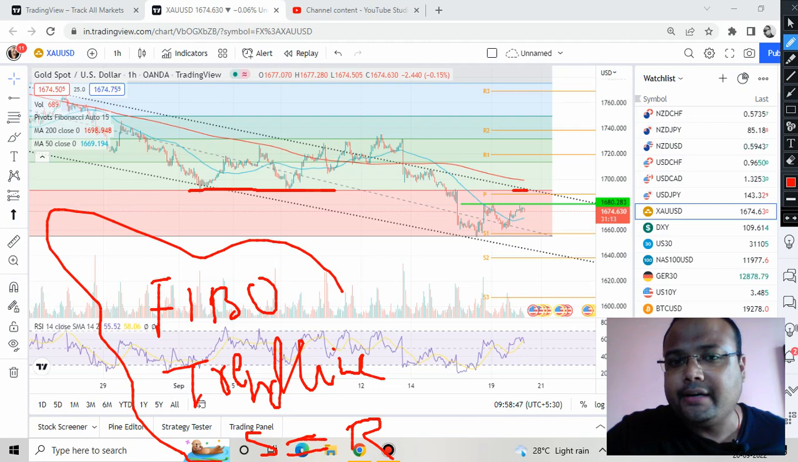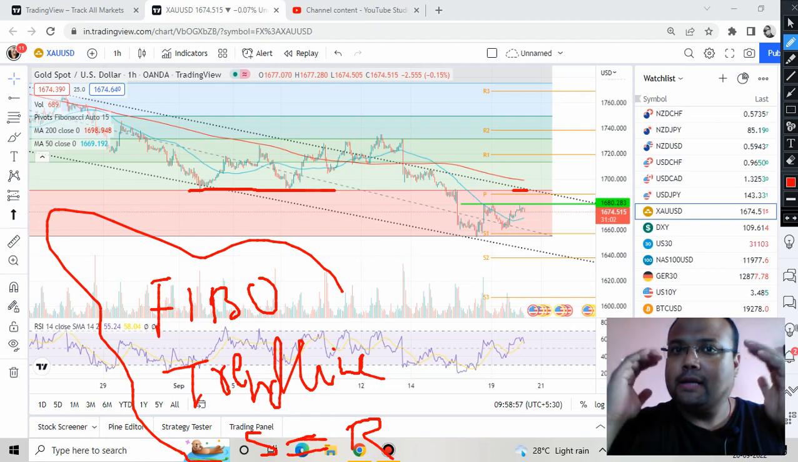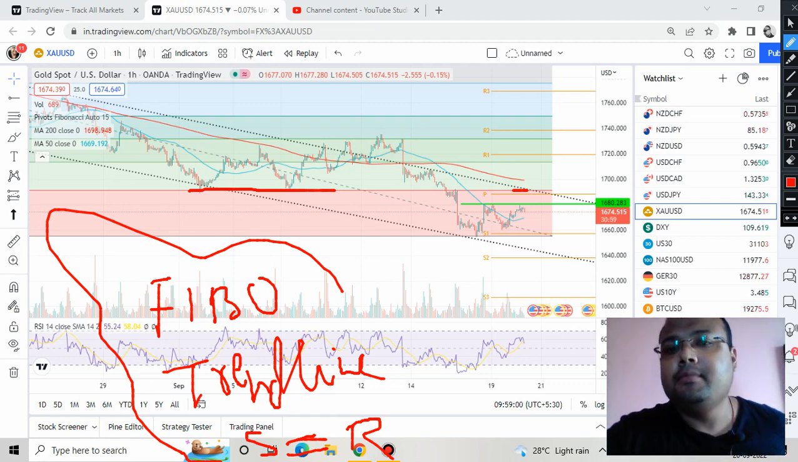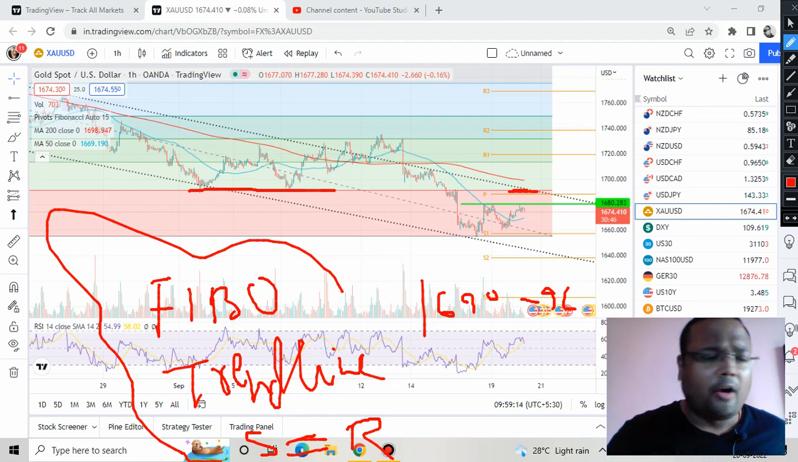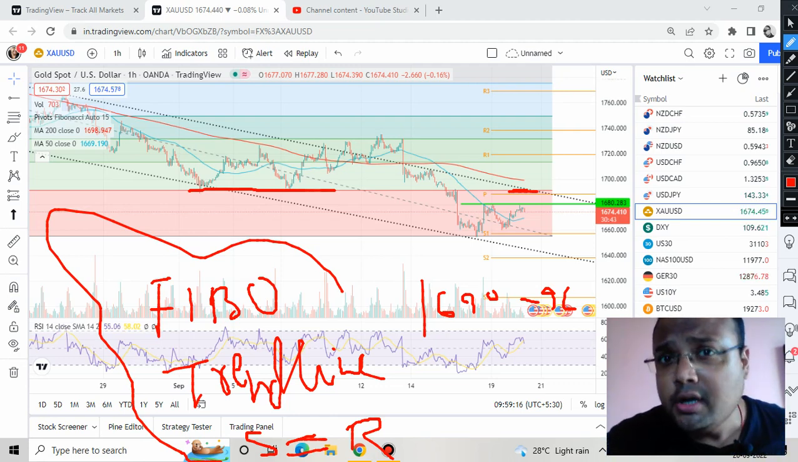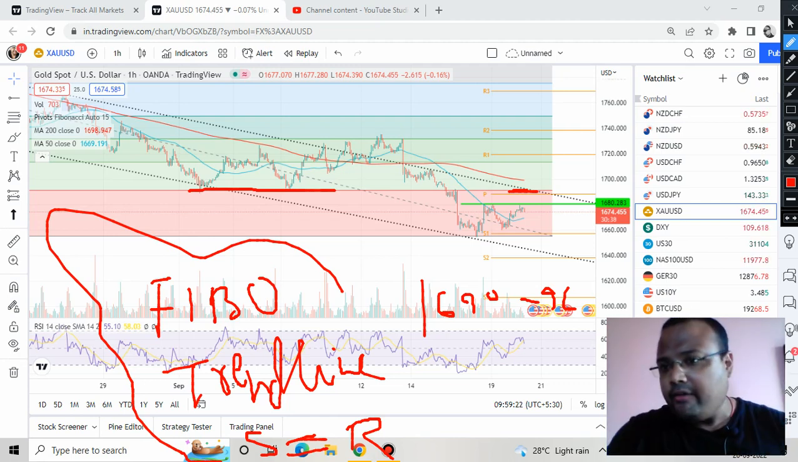So we have three factors: Fibonacci as retracement, the trend line as dynamic resistance, plus previous support now acting as resistance. These three factors point towards a high chance of the market reversing from the 1690 to 94 level. So if the market reverses from this particular level, definitely we can go for a sell position. If you see the market going up and reversing from this level, forming a shooting star pattern or good price rejection from above, that will give you the confirmation that yes, this is a seller's zone, and you can definitely go for a sell opportunity.